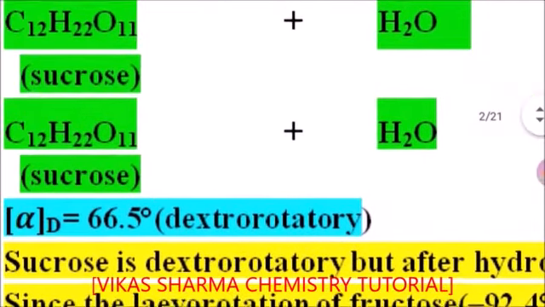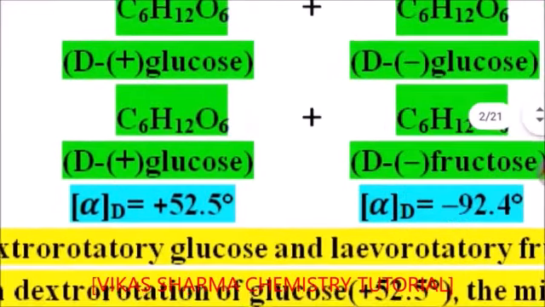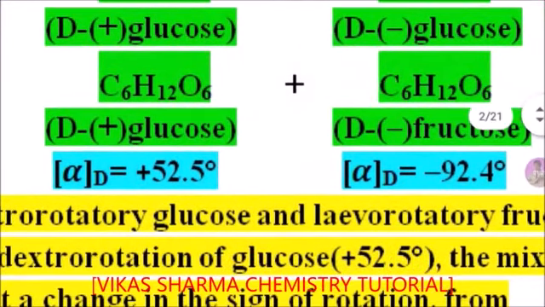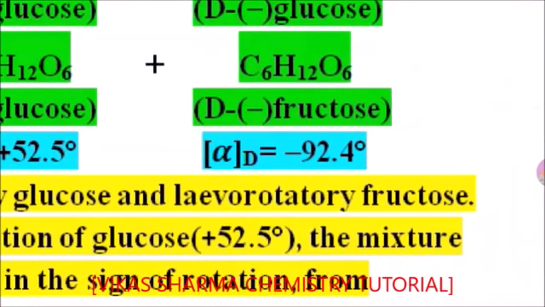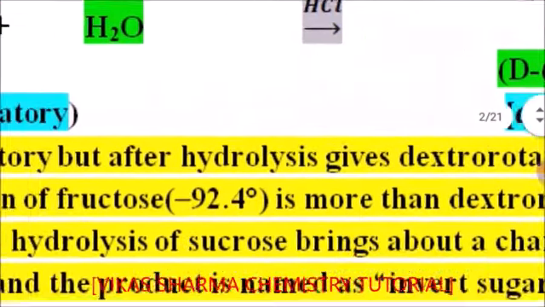If we hydrolyze sucrose in the presence of hydrogen chloride, it gives two units, D glucose and D negative fructose. They are optically active units. D positive glucose is dextrorotatory, plus 52.5 degree, and D fructose has a negative deviation, meaning levorotatory. It is minus 92.4 degree, which is much greater in comparison to D positive glucose.